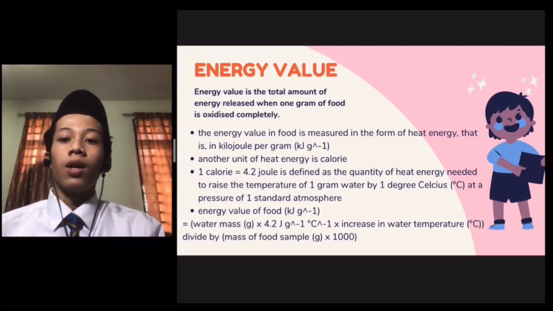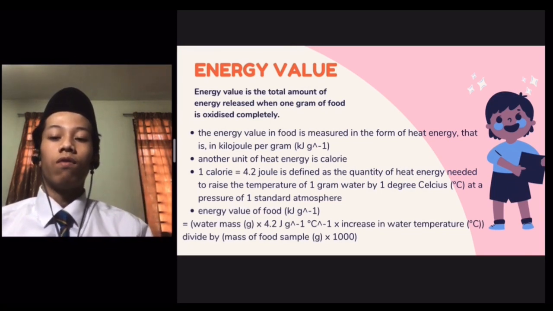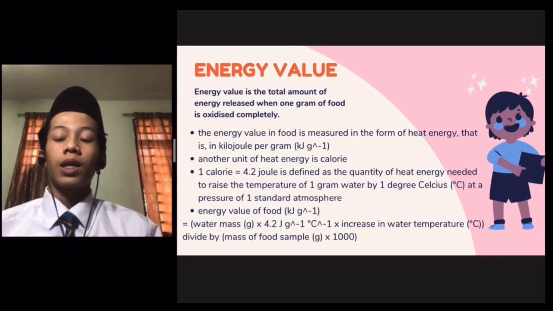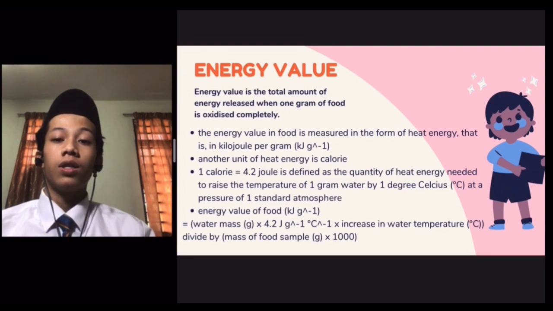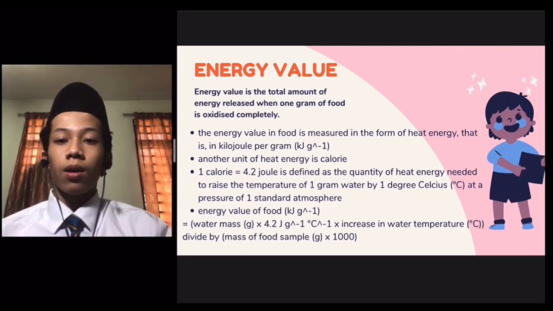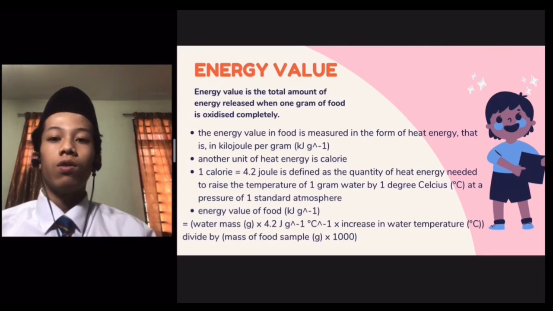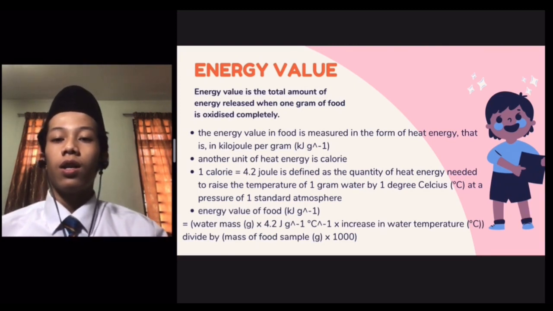The formula to calculate the energy value of food is water mass in gram times 4.2 joule per gram per degree Celsius times the increase in water temperature, divided by mass of food sample times 1000. After this, I will show you a video about an experiment on how to calculate the energy value of food.